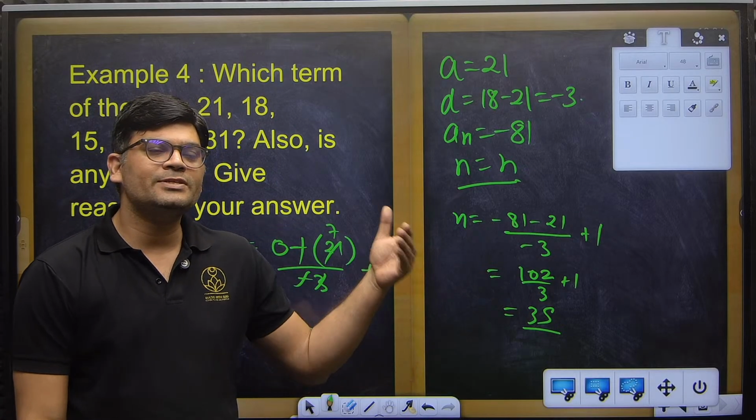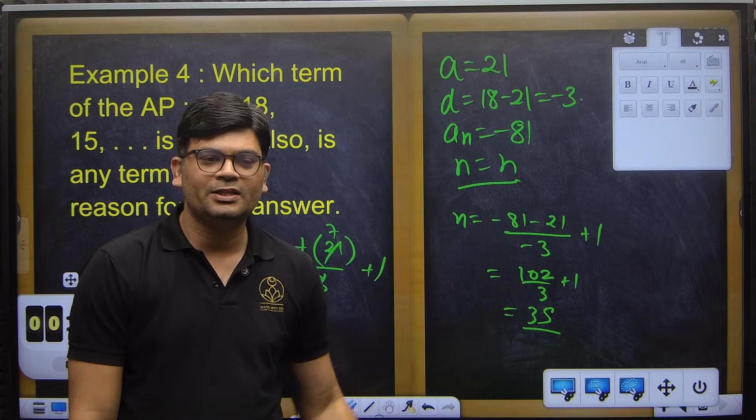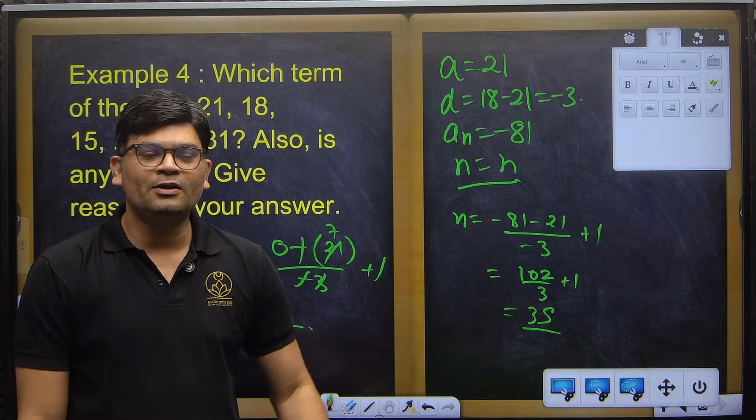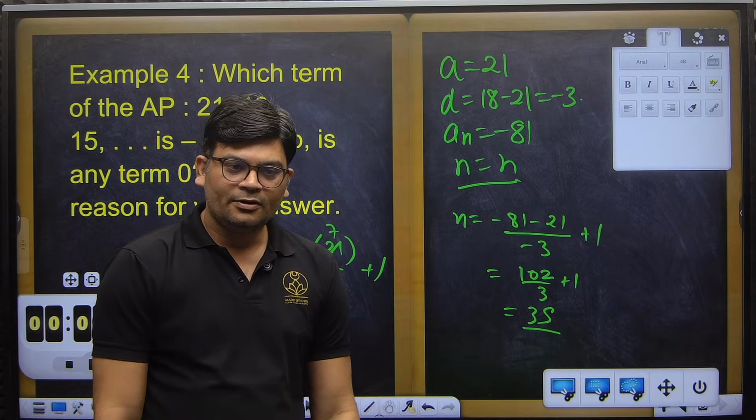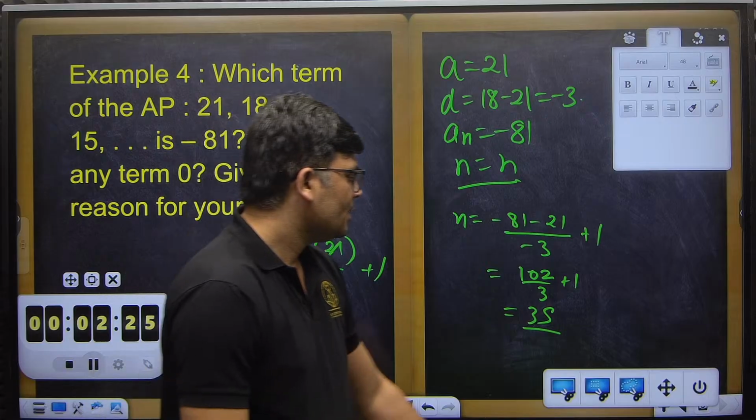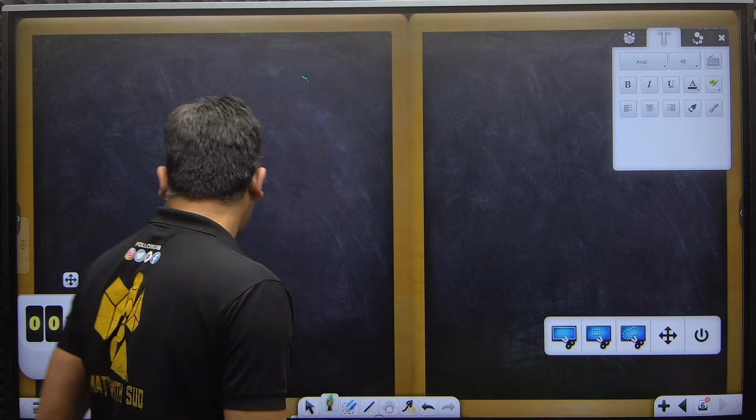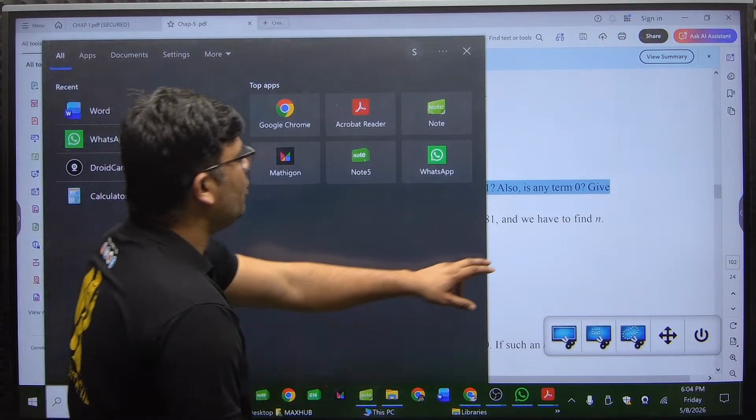You have first term, second term, third term. You don't have a 1.5 term in the AP. There is no 1.5 term in the AP. Are you getting it? Is this question clear to everybody? Let's move on to the next question.